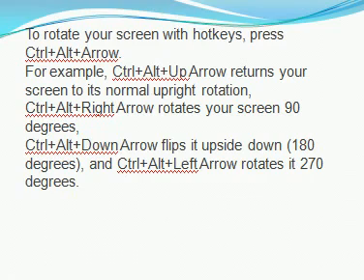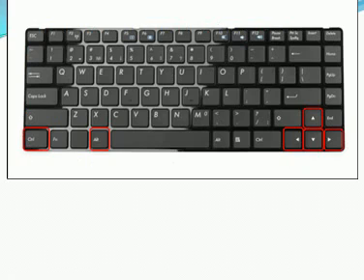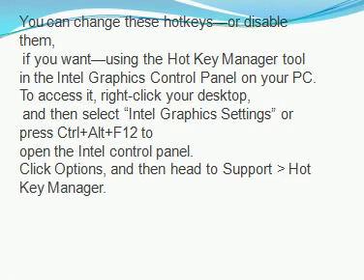To rotate your screen with hotkeys, press Ctrl+Alt+Arrow. For example, Ctrl+Alt+Up Arrow returns your screen to its normal upright rotation. Ctrl+Alt+Right Arrow rotates your screen 90 degrees. Ctrl+Alt+Down Arrow flips it upside down 180 degrees, and Ctrl+Alt+Left Arrow rotates it 270 degrees.